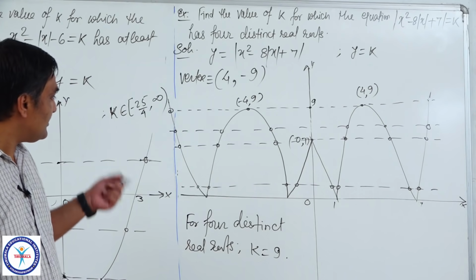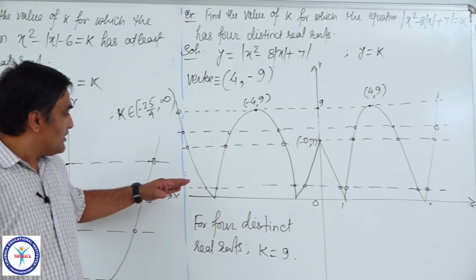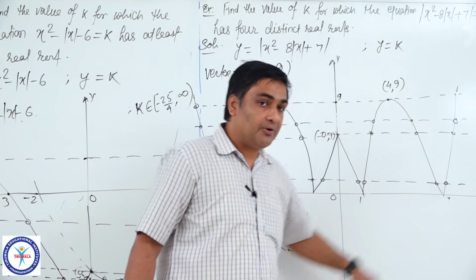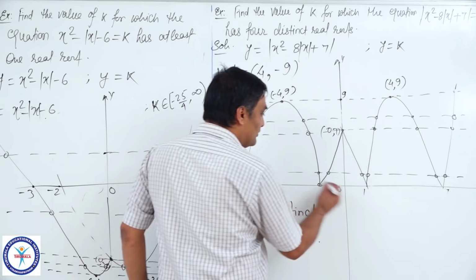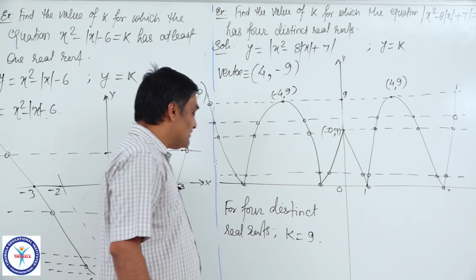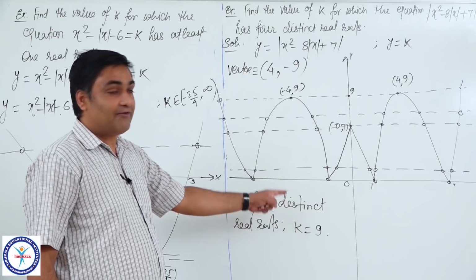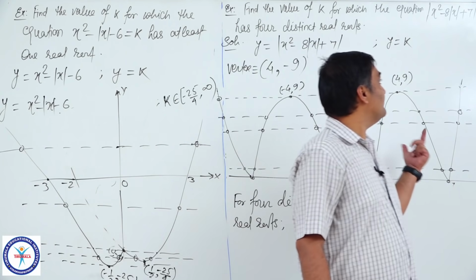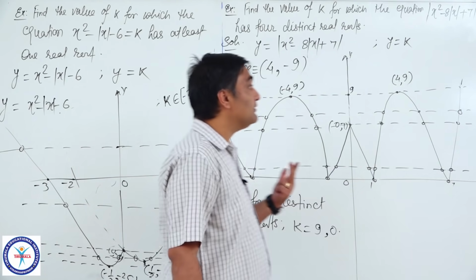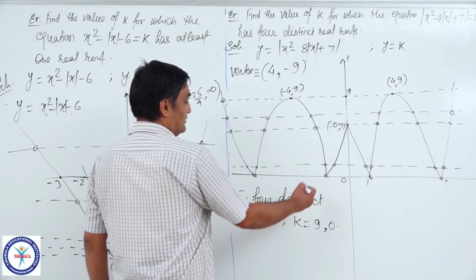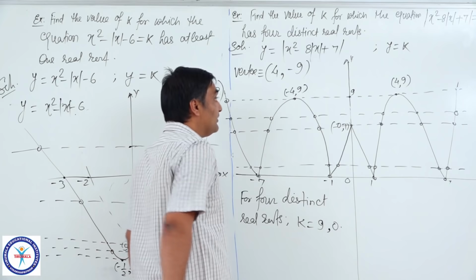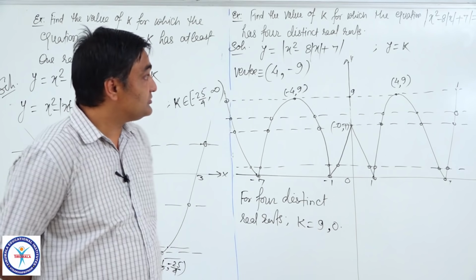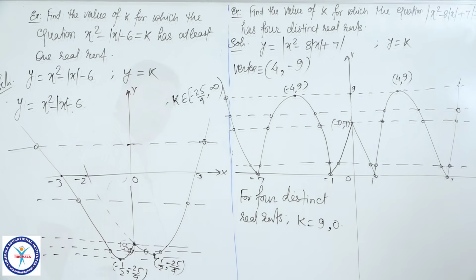Okay. Now, what if k is 0? How many common points? 1, 2, 3, 4. So k should have another value, 0 also. So, if k is 0 or 9, then this equation will have 4 distinct real roots. Okay.